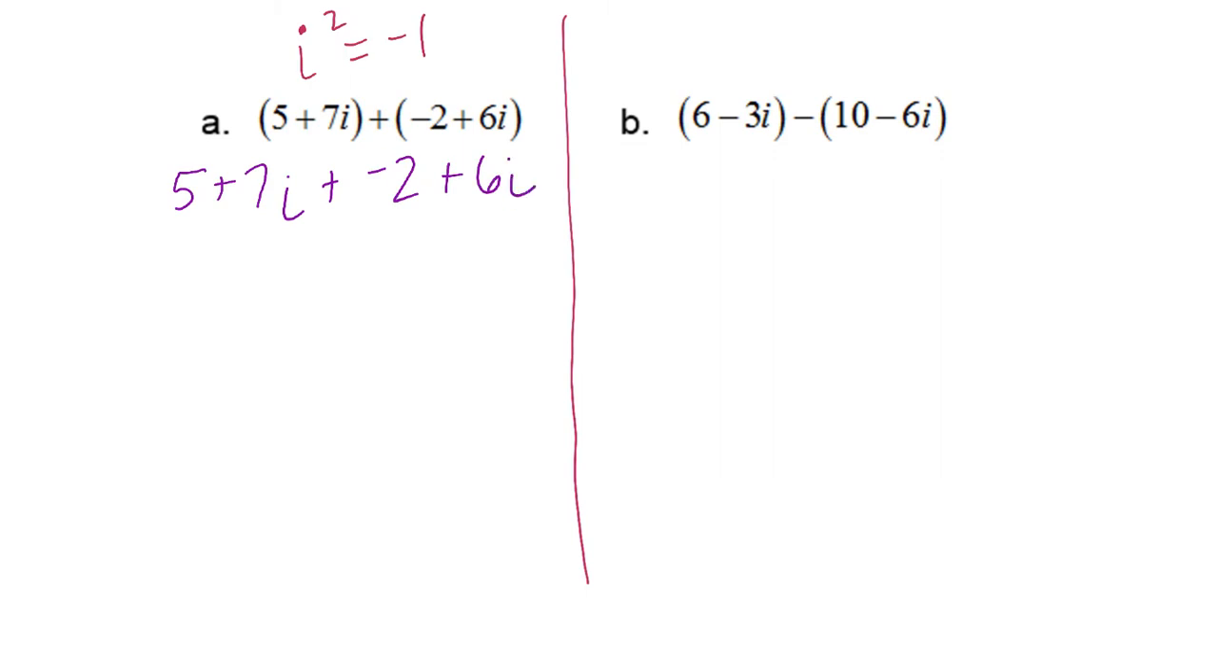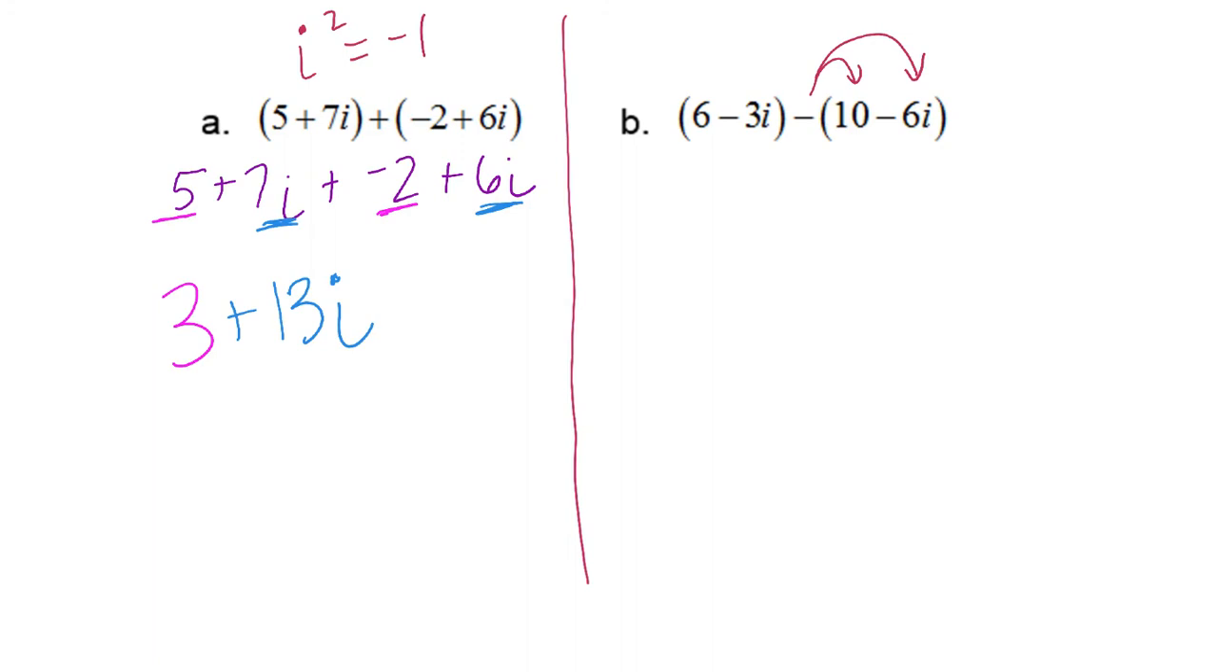And then we can combine our like terms. These whole numbers are like. 5 and -2 gives me 3. 7i and 16i gives me 13i. Make sure the whole number, the real number, is always in the front, and the part with i is always at the back. Now here with B, it is actually subtraction.